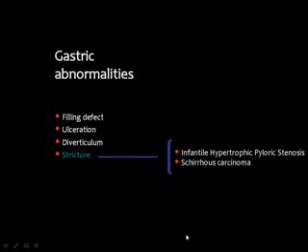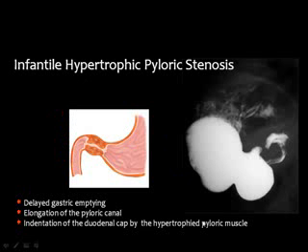Then narrowing of the stomach may be due to infantile congenital hypertrophic pyloric stenosis, or due to infiltration of the gastric wall by carcinoma, which is known as scirrhous carcinoma. This is the classic appearance of infantile hypertrophic pyloric stenosis, where the muscle layer of the pyloric canal is markedly hypertrophied, encroaching on the lumen.